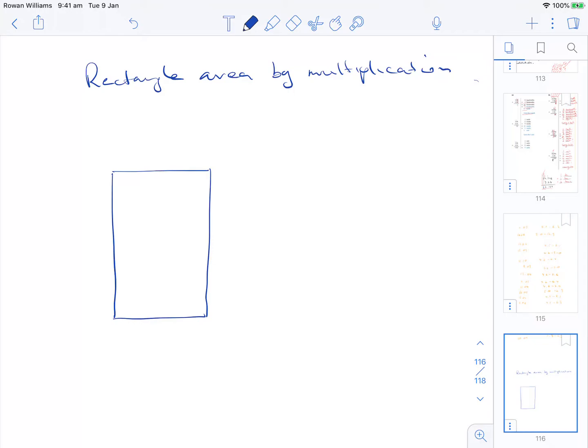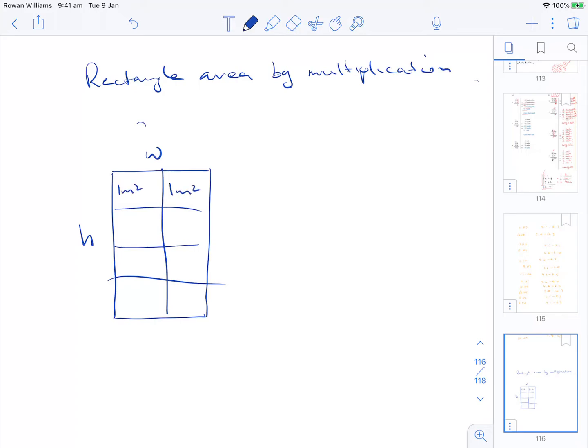Alright, let's have a look at rectangle area by multiplication. Anytime we want to work out the area of a rectangle, it's just the height times the width. And what we mean by that is, hopefully you've already come across this before, but let's say I was to break my rectangle up into some blocks, and each of these was 1 centimeter squared, or 1 meter squared, and I wanted to work it out.